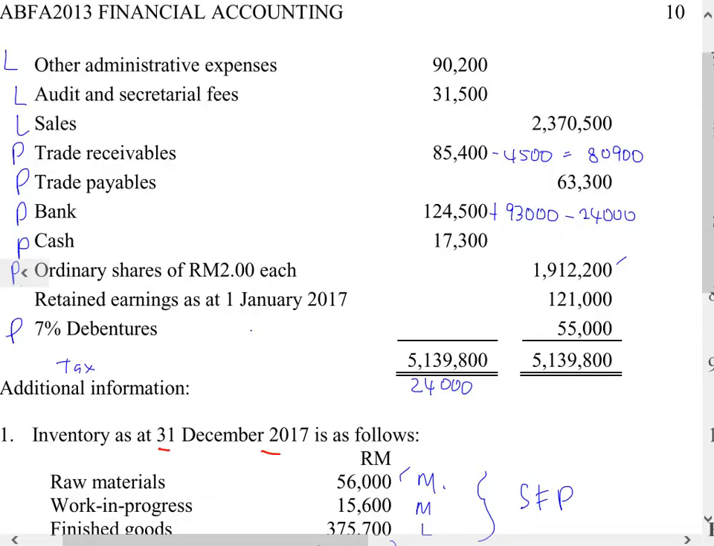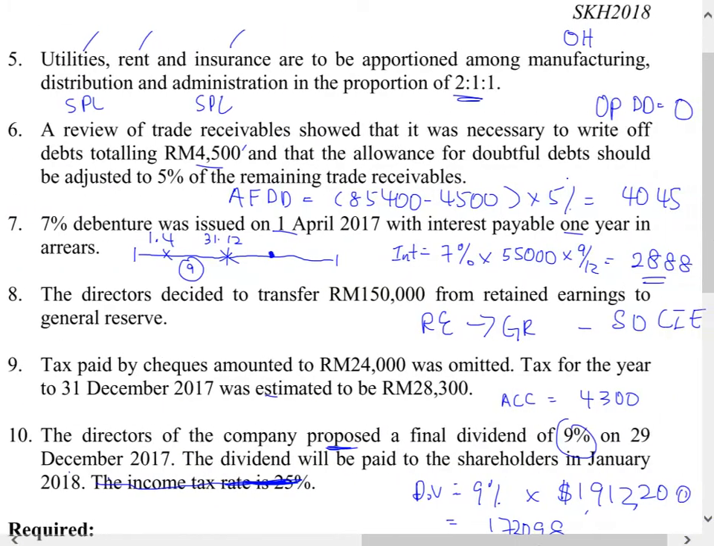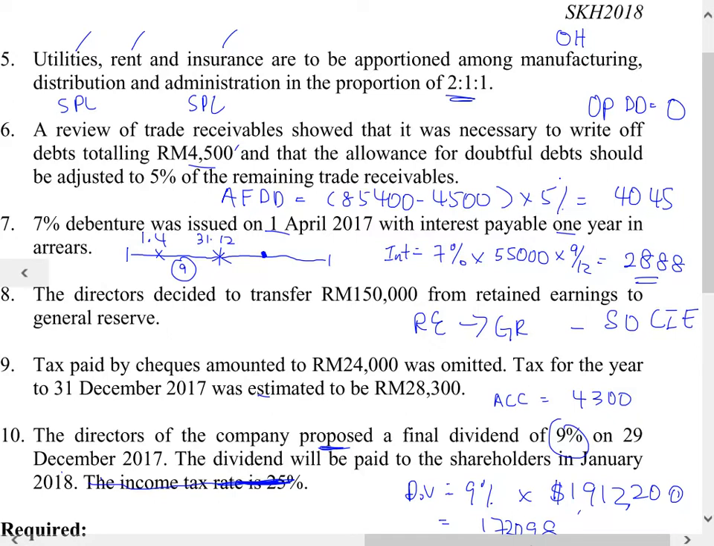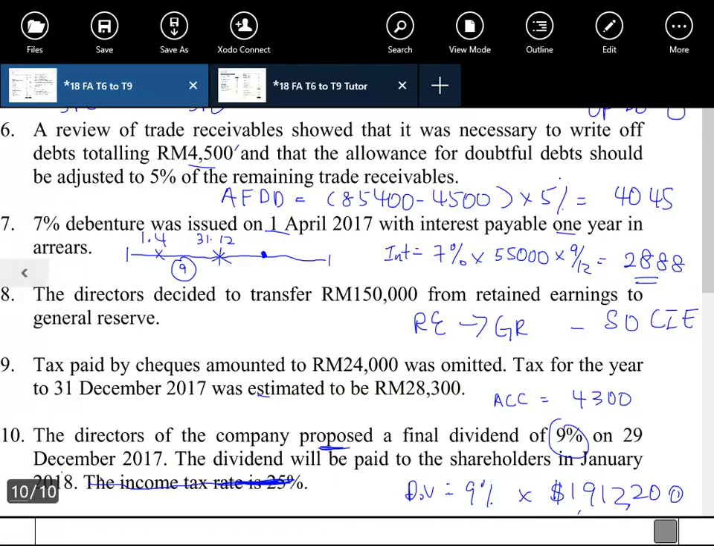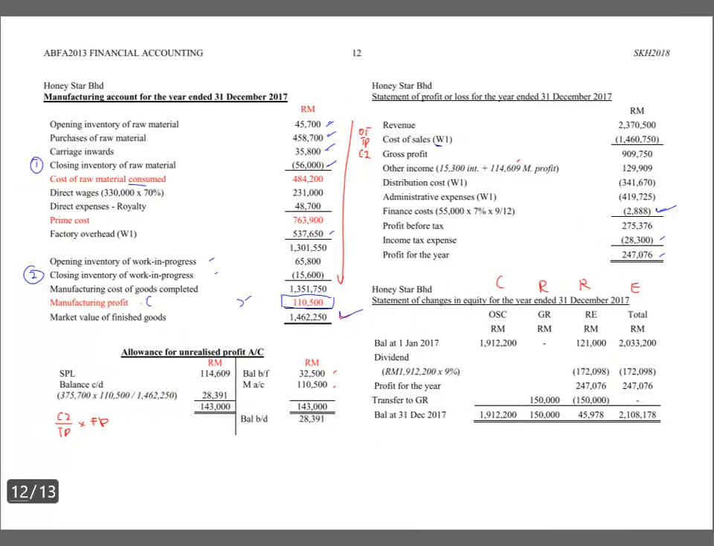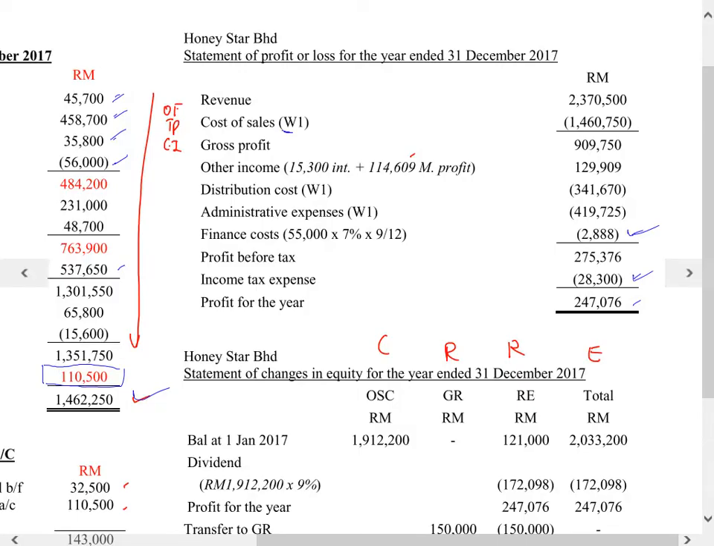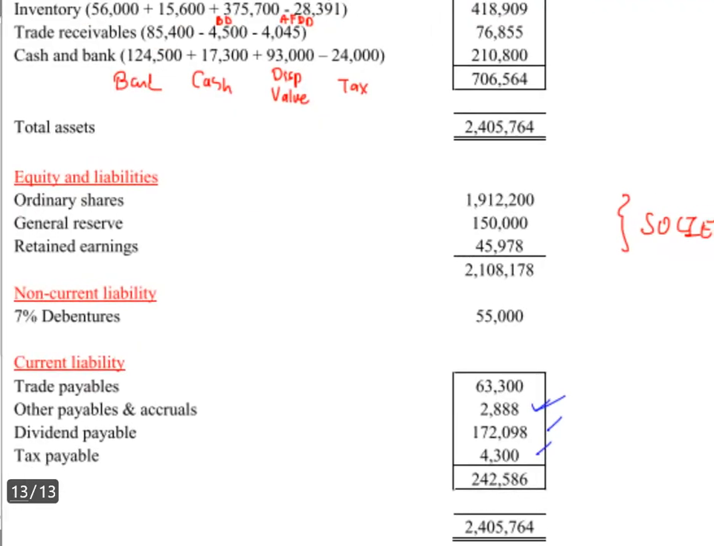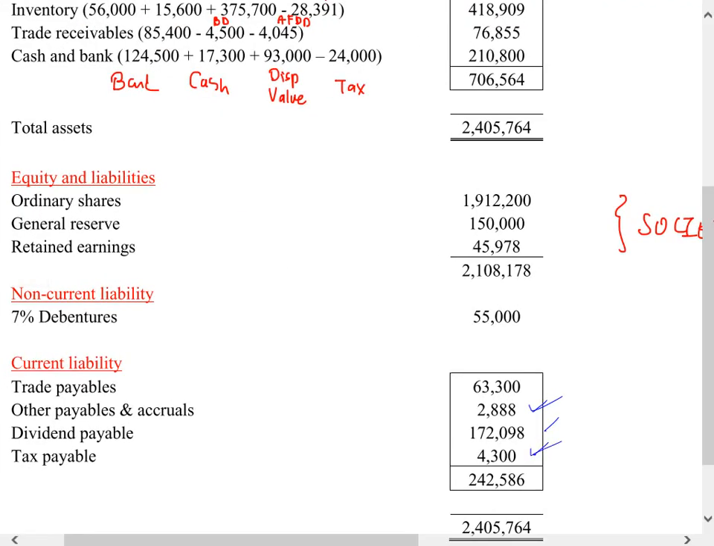However, the actual tax is 28.3. So we have to accrue another 4.3. So total tax will be 28.3. Accrual will be 4.3. Okay, so there, record the payment. Accrual will be another 4.3. So if you check from here, your tax 28.3. However, 4.3 haven't paid. Tax payable 4.3.